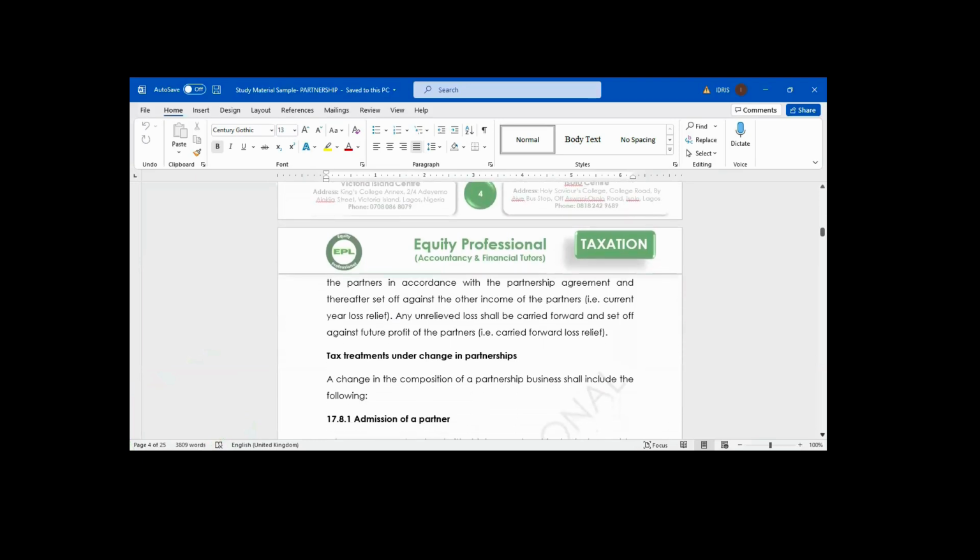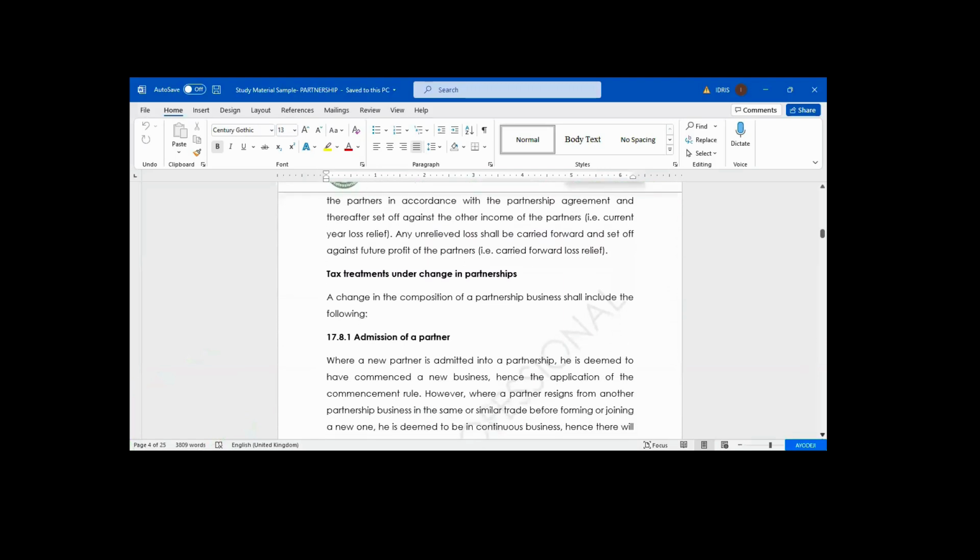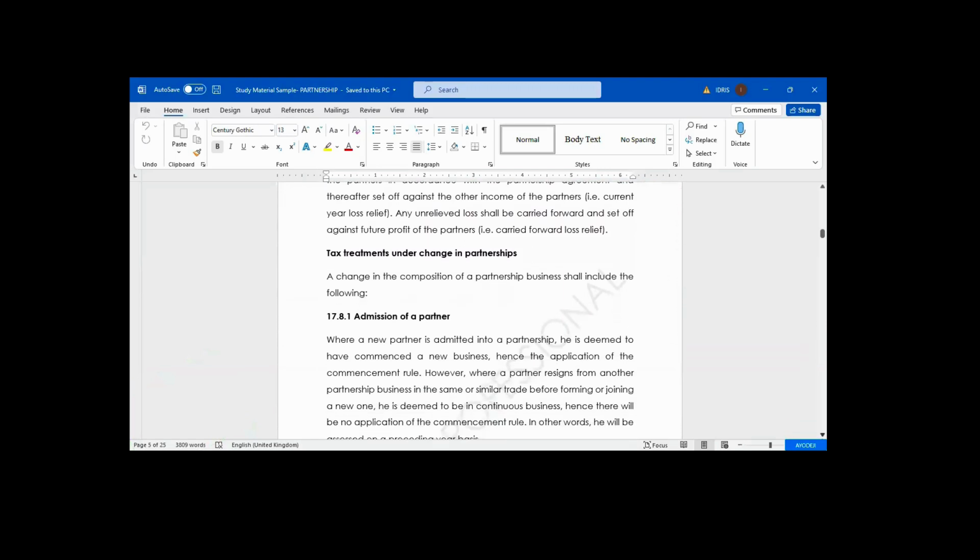So that is treatment of a partnership loss. Now, let's look at treatment under changes in partnership. What is the treatment under changes in partnership? There can be changes in partnership.